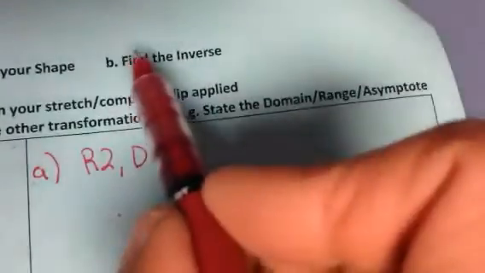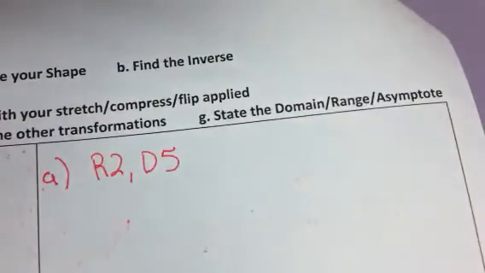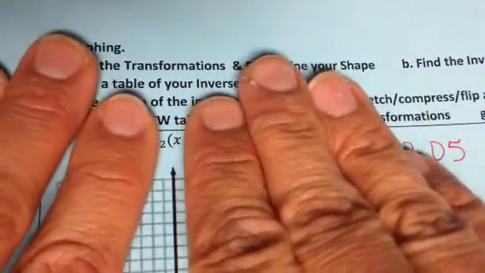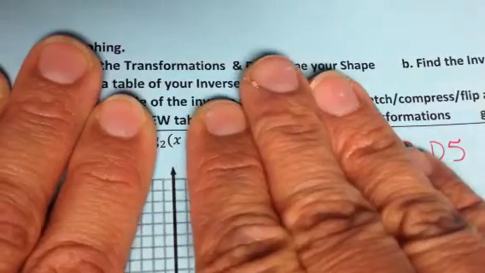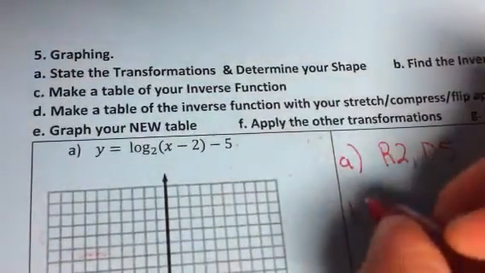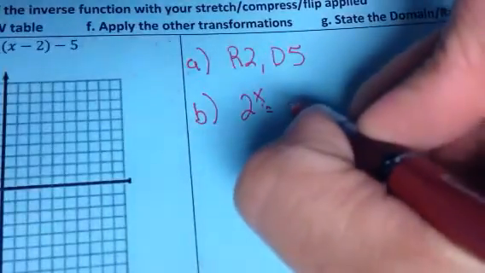You're going to find the inverse. When you find the inverse, you're going to leave out every transformation, even if there's a stretch, a compress, and a flip. Okay? So if you leave out everything, we talked about there's this shortcut that your inverse is just 2 to the x. So there's your shortcut. There's B. Find the inverse. 2 to the x equals y.